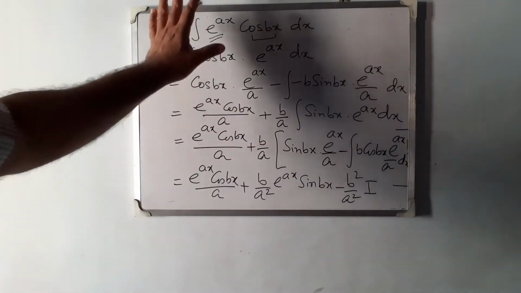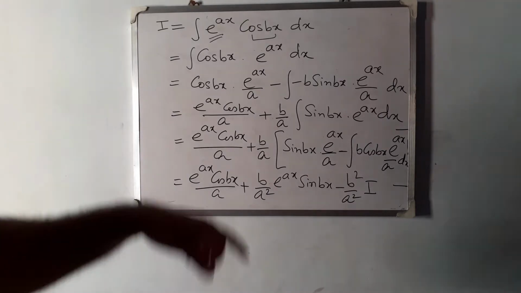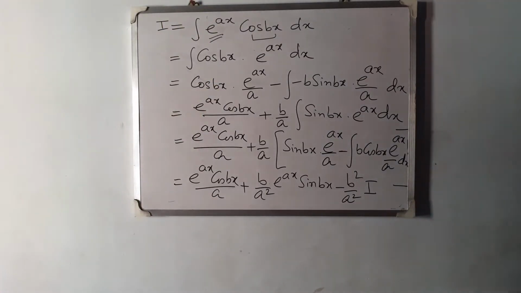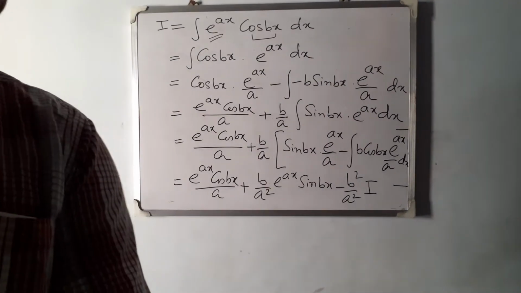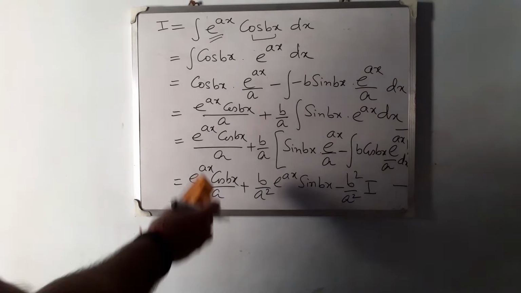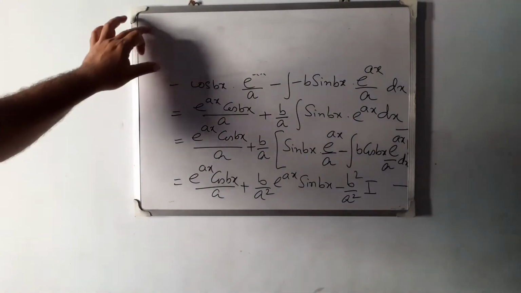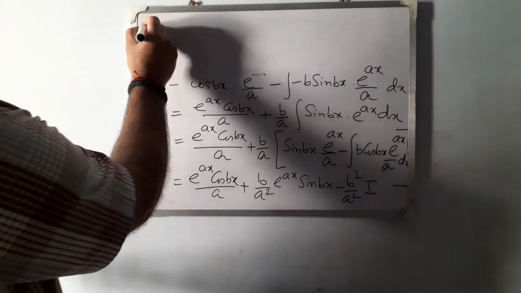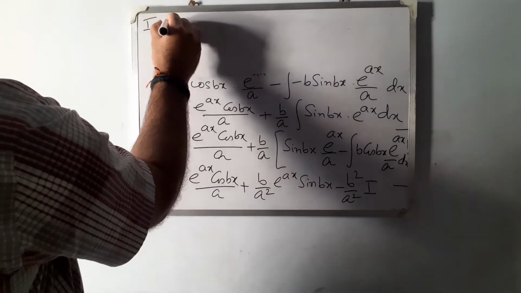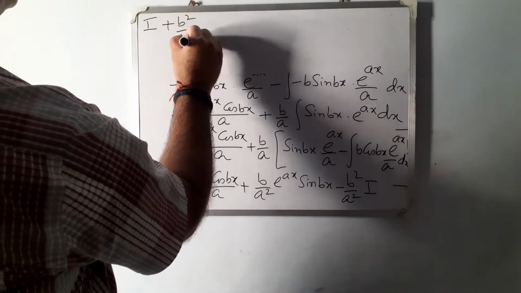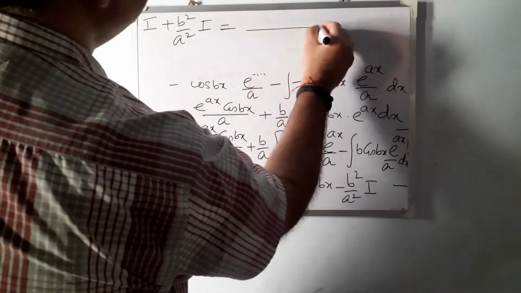Now this process is common to all the problems which are of this form. You have to operate this total process while solving the problems based on this form. Now, this I term should be taken to one side. Here we have I, here we have I, and this I term should be taken to the left hand side. That is I plus b square by a square into I is equal to, here you can take the LCM. LCM is a square.